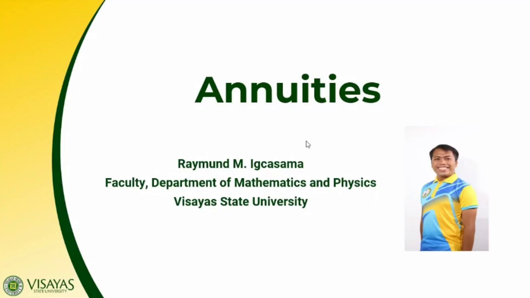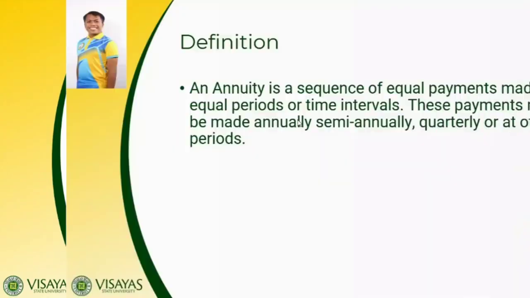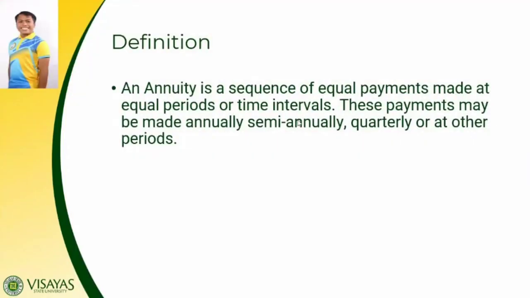Right? So to start with, we have to define first our terms. Some important terms that we'll be encountering in the later part of our discussion. Starting with annuity. What is meant by annuity? An annuity is a sequence of equal payments made at equal periods or time intervals. These payments may be made annually, semi-annually, quarterly, or sometimes bi-monthly.